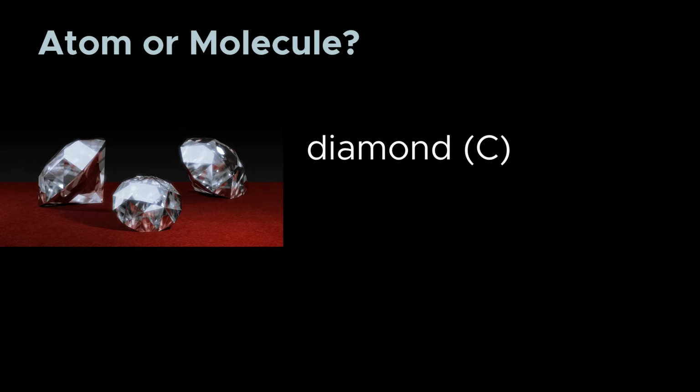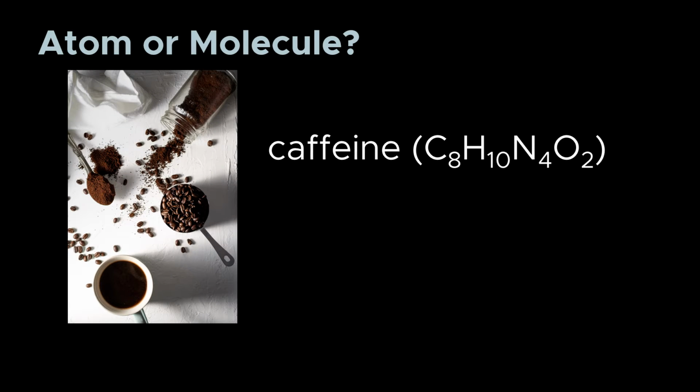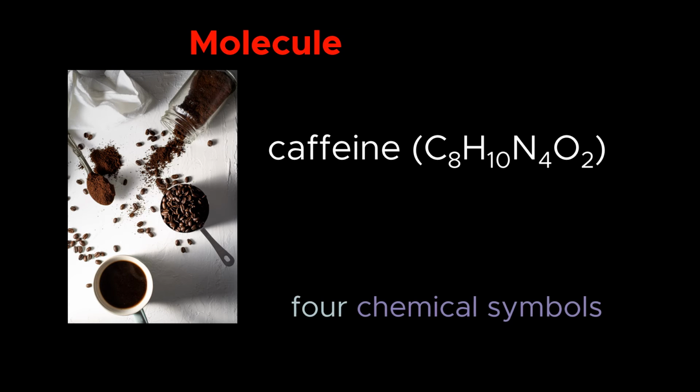What about diamond? Diamond is composed of atoms because there is only one atom of the chemical symbol carbon. And finally, caffeine. Is it an atom or a molecule? Caffeine is a molecule because its chemical formula contains 4 chemical symbols and a total of 24 atoms.